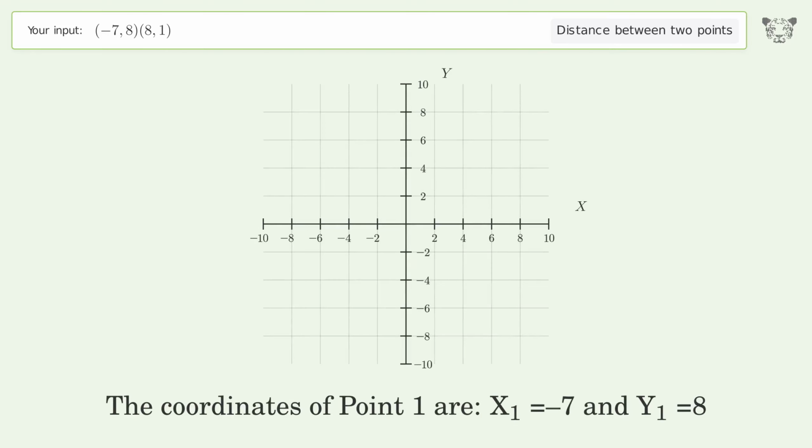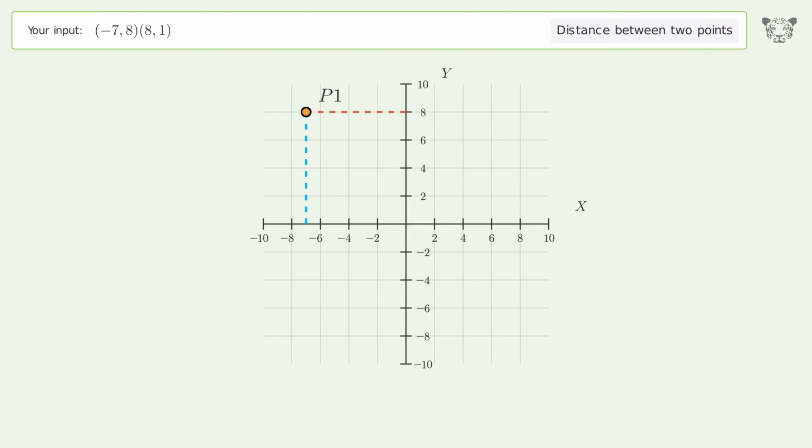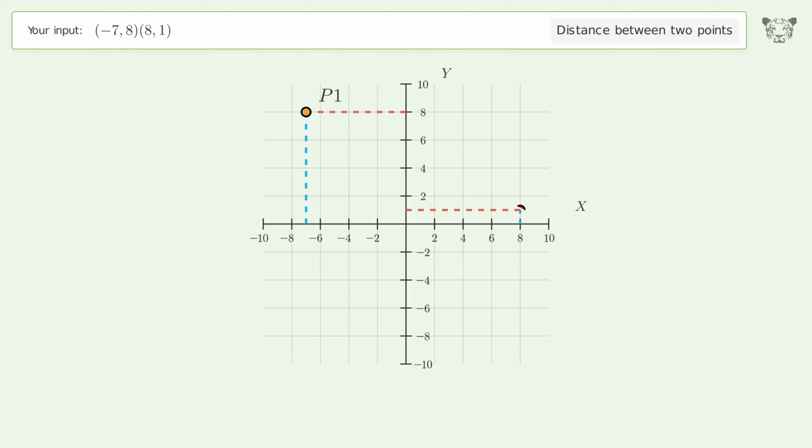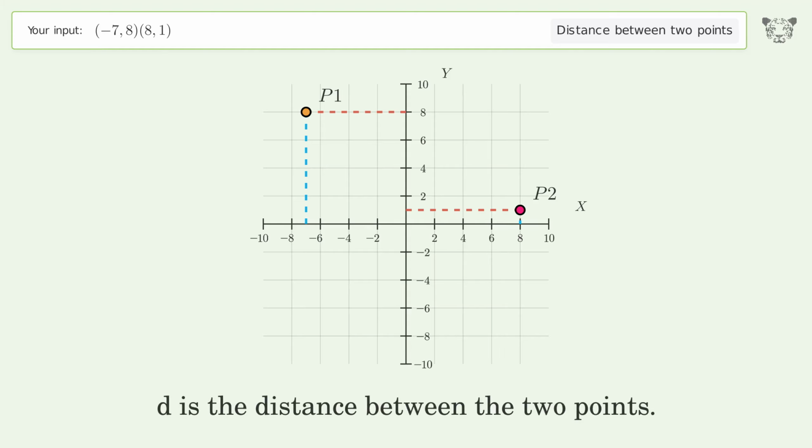The coordinates of point 1 are, x1 equals -7 and y1 equals 8. The coordinates of point 2 are, x2 equals 8 and y2 equals 1. D is the distance between the 2 points.